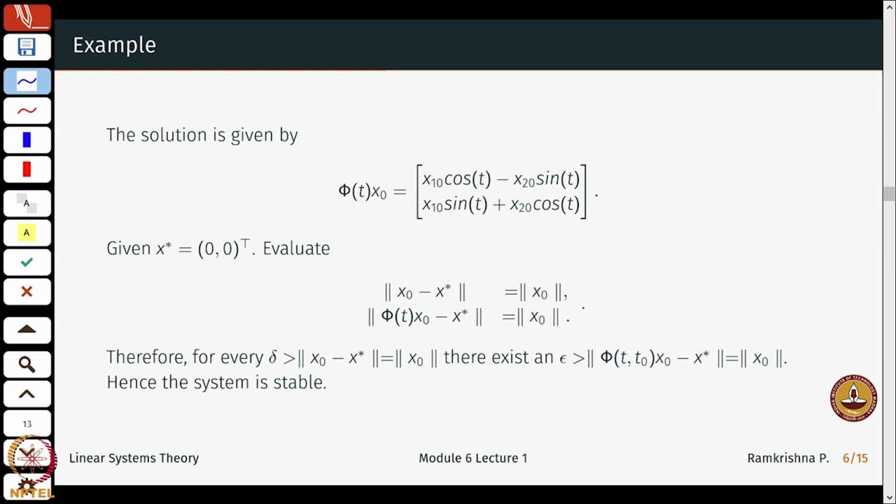And what I proved here is that for every delta greater than x naught, there exists an epsilon which is x naught, and hence the system satisfies the definition of stability.